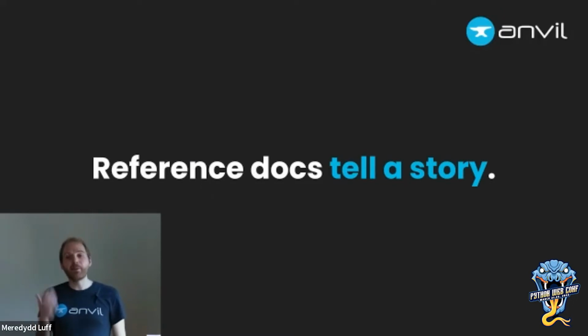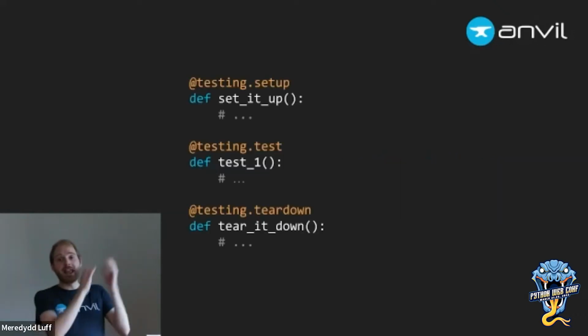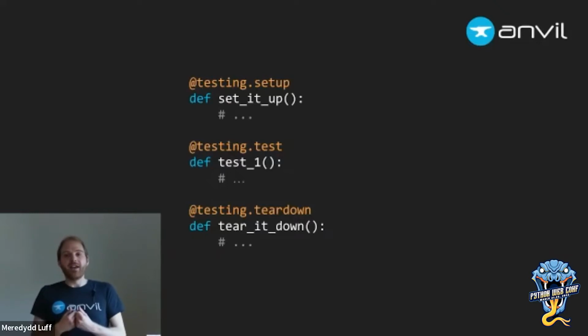Whereas API documentation is talking about individual code objects, a function, a class, a module. And therefore, everything you write in API documentation is about a code object. And so if you're writing API documentation for these, you're describing the setup decorator, the test decorator, the teardown decorator. And that doesn't leave you a lot of space to tell the story.